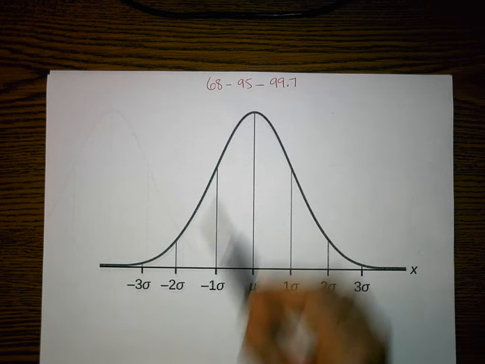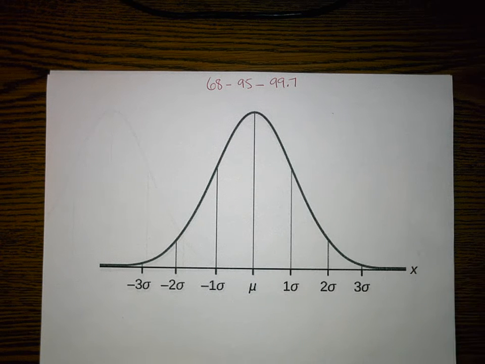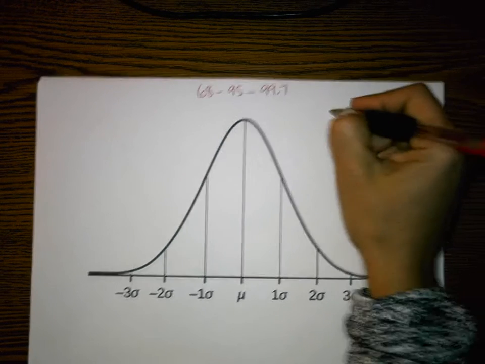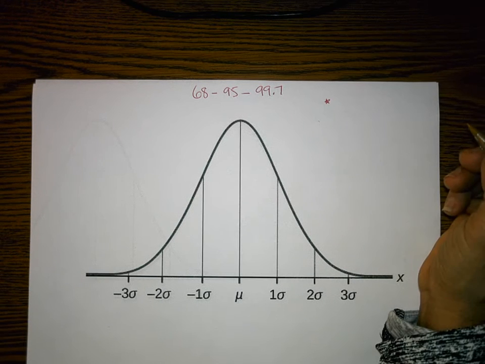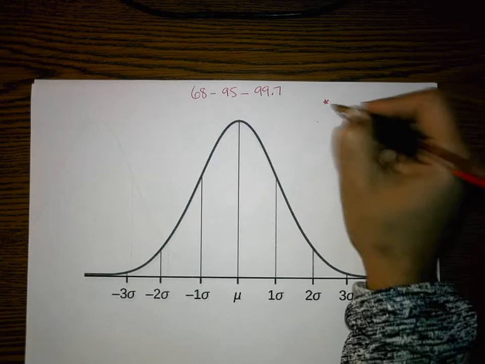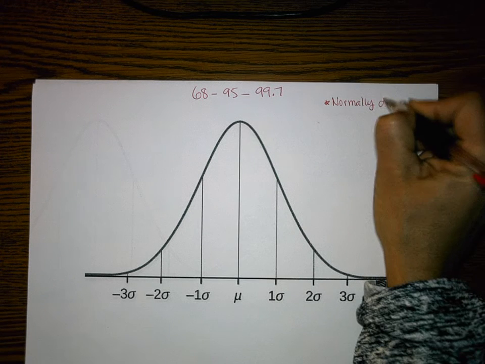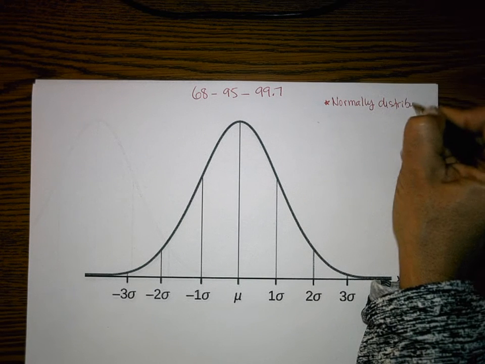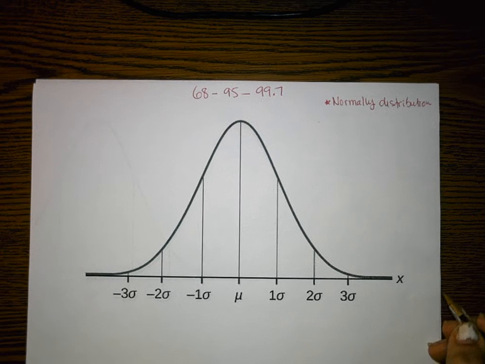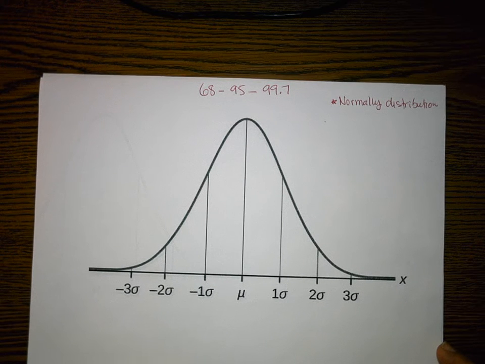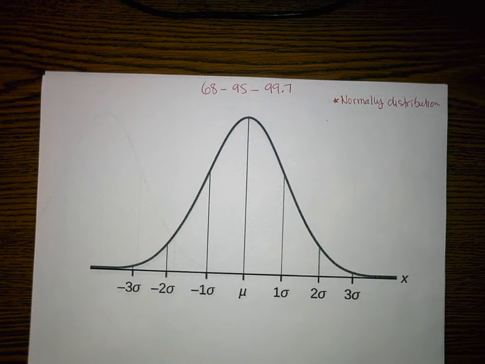If I have normally distributed data values, okay, the population has to be normally distributed. That is a prerequisite for me to be able to use the empirical rule. They must be normally distributed. It must be a normal distribution, okay? So once I have a population of values, information that is normally distributed, I can use the empirical rule.